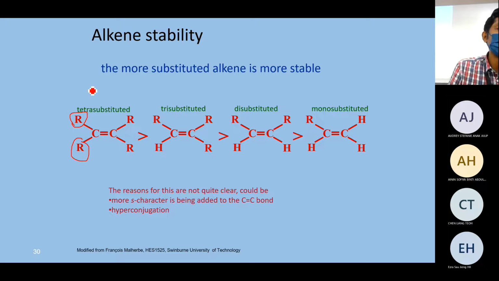What makes them stable? Why are they getting more stable? Octet rule. Yeah, everybody is octet filled up. But the thing is, there is a double bond here. Double bond means two extra electrons, and a double bond is easy to break. We have seen it.